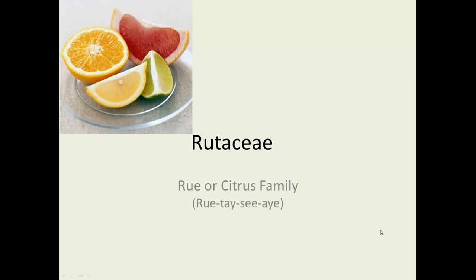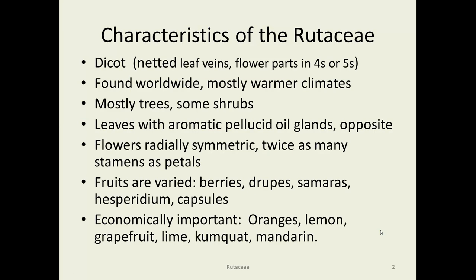The Rutaceae, the rue or citrus family. Characteristics: these guys are dicots. They're found worldwide, mostly trees, mostly woody. Not too common to see too many herbs. The leaves are fairly unique in that they have oil glands in them, which are called pellucid, which means clear.